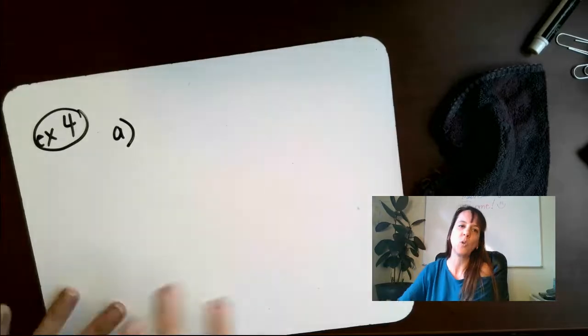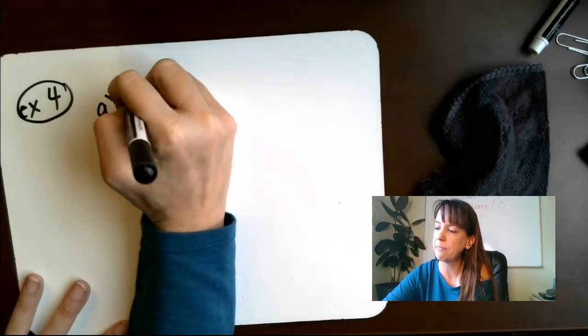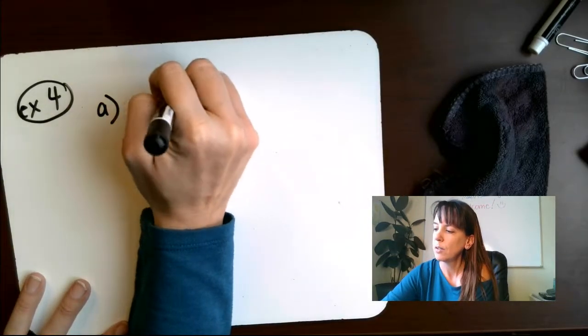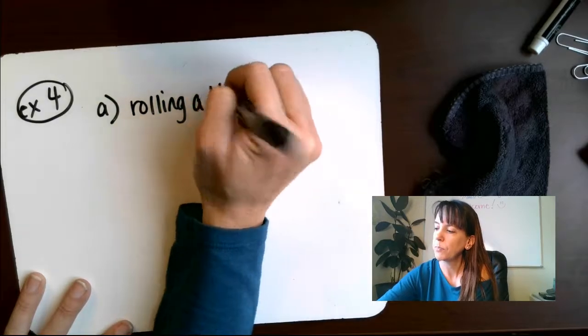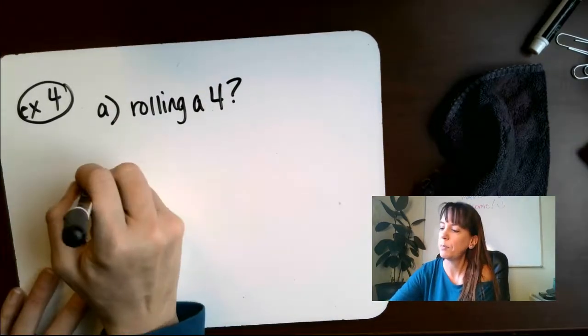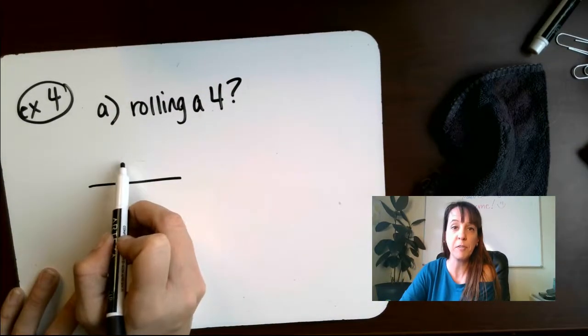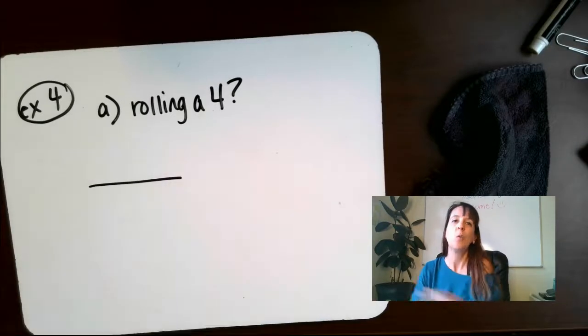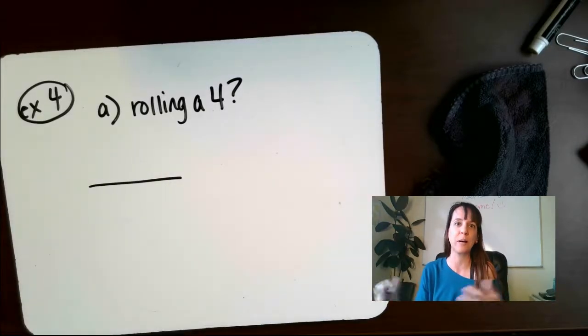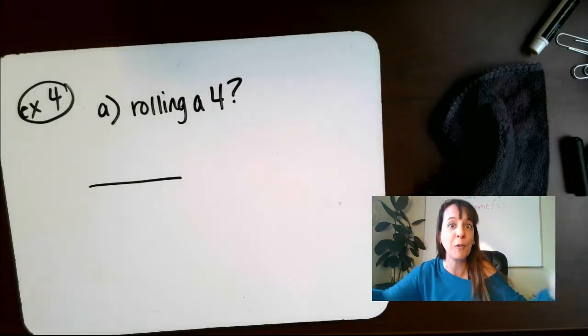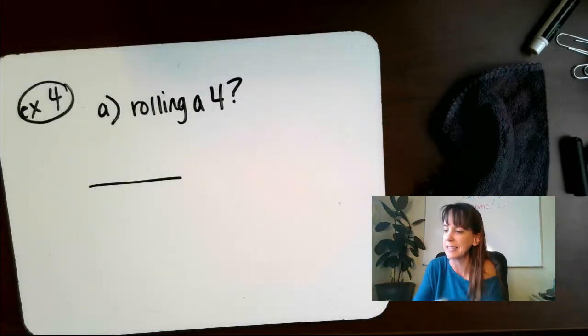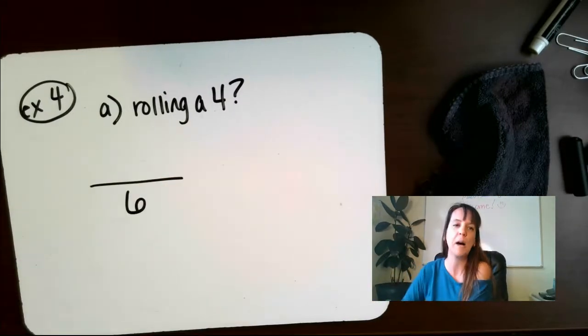A single die is rolled. What is the probability of rolling a 4? Well, again, it's possible or favorable outcomes over total outcomes. When we roll a die, there are 6 sides, right? We have a possibility, and anybody who's played a board game knows this. You have 6 opportunities. So there's 6 total possibilities.